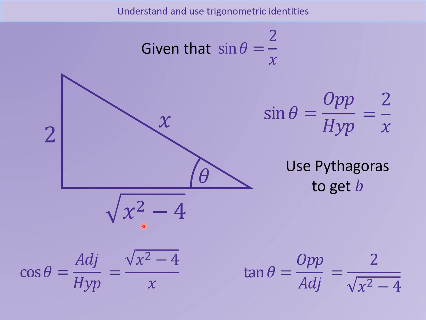So just be aware that if your angles are acute, you can use this right angle triangle method rather than using any of the trig identities. It just depends on the question and the information that you're given.